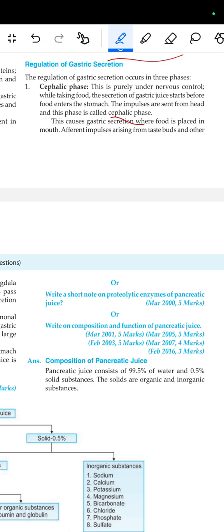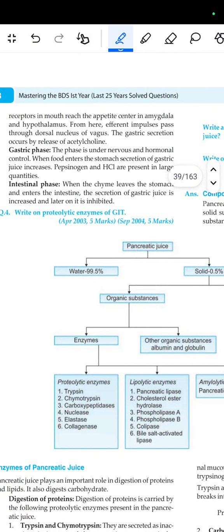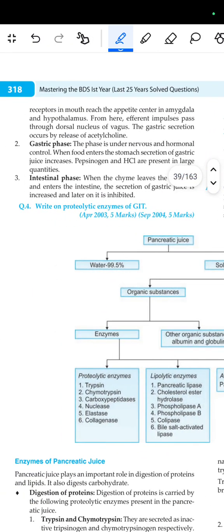Afferent impulses arising from the taste buds and other receptors in the mouth reach the appetite center in the amygdala and the hypothalamus. From here, efferent impulses pass through the dorsal nucleus of the vagus. The gastric secretion occurs by the release of acetylcholine. Gastric phase: the phase under nervous and hormonal control. When the food enters the stomach, secretion of the gastric juice increases. Pepsinogen and HCl are present in large quantity. Intestinal phase: when the chyme leaves the stomach and enters the intestine, the secretion of the gastric juice is increased and later on it is inhibited.